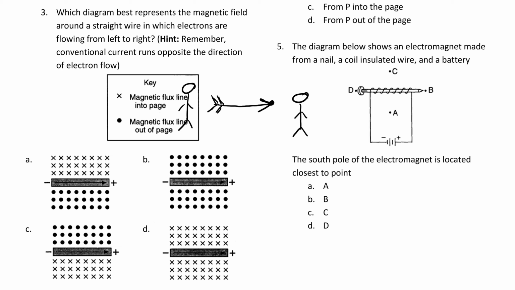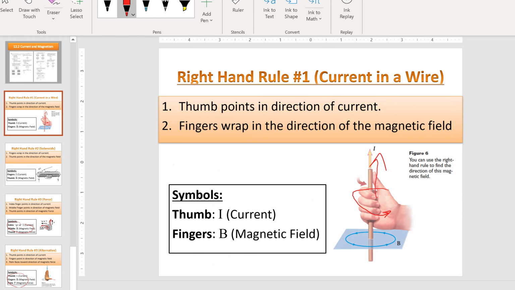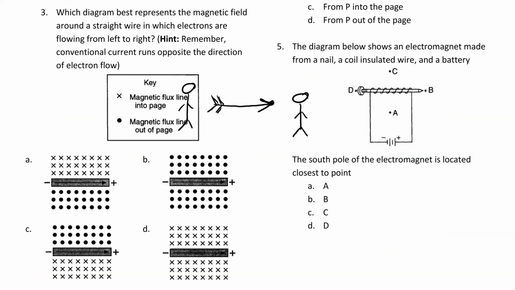So the question reads, which diagram best represents the magnetic field around a straight wire in which electrons are flowing from left to right? And it even gives you a hint. It says, remember, conventional current runs opposite the direction of electron flow. And this just adds a whole other confusing aspect to this. Because remember, our thumb should be pointing in the direction of conventional current, but the question tells you what direction electrons are flowing. So you have to remember that electrons flow opposite the direction of conventional current.